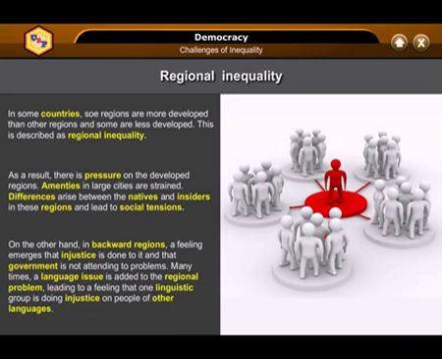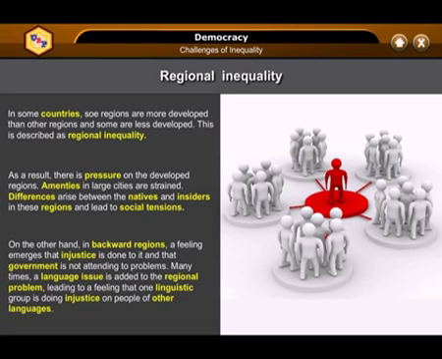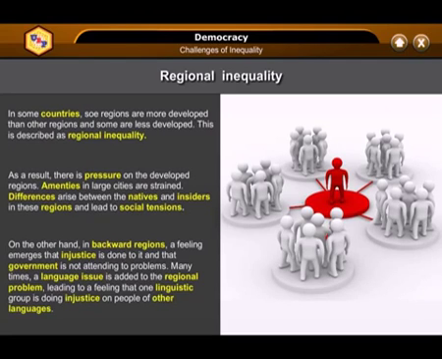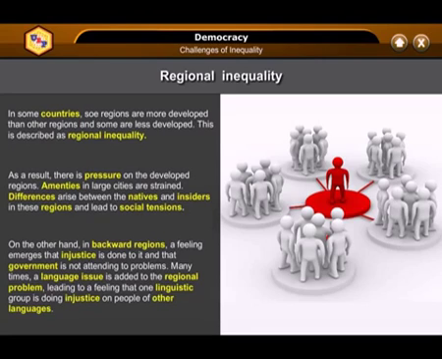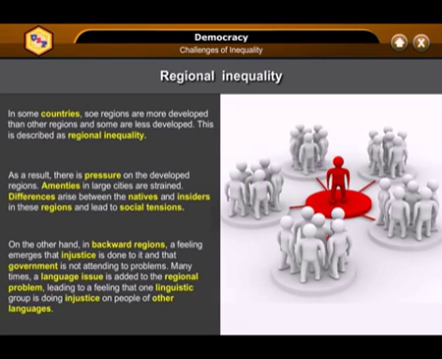On the other hand, in backward regions, a feeling emerges that injustice is done to them and that the government is not attending to their problems. Many times, a language issue is added to the regional problem, leading to a feeling that one linguistic group is doing injustice to people of other languages.